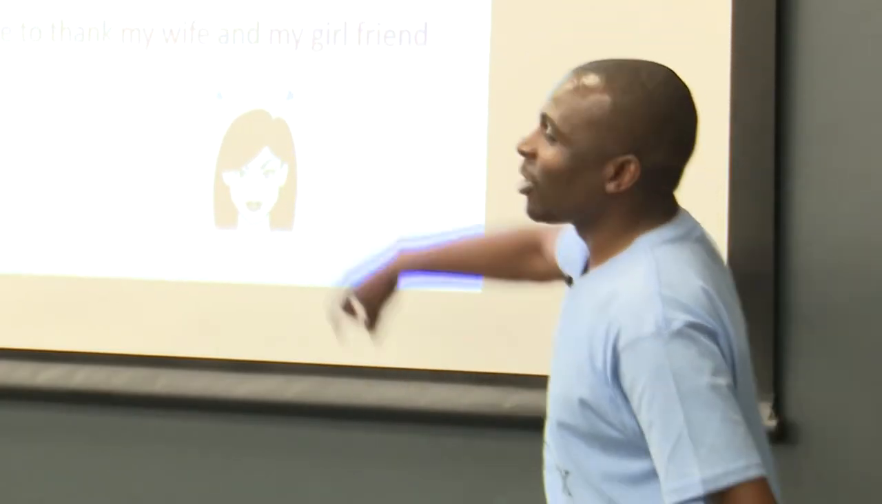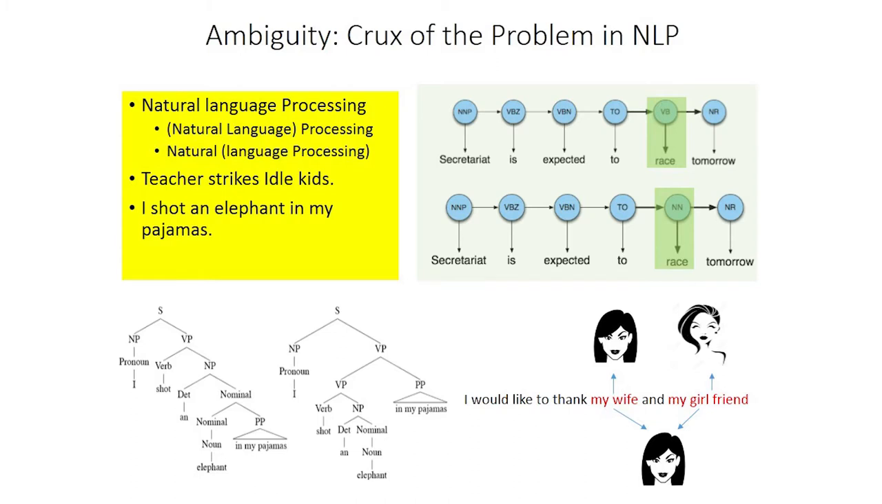Sorry, the picture of the wifey. My wife said this one looks more wifey, so I put this one as the wife and this one as the girlfriend. But we don't know what meaning is being carried here. Is this one a wife and a girlfriend, or does he have a wife and a girlfriend? So you've got a lot of ambiguity.